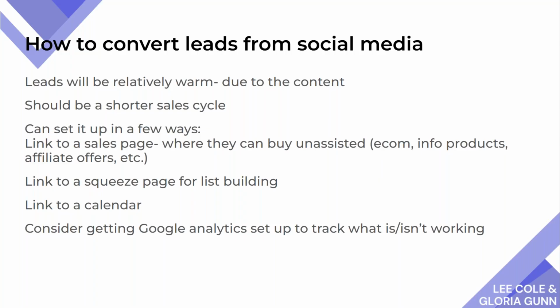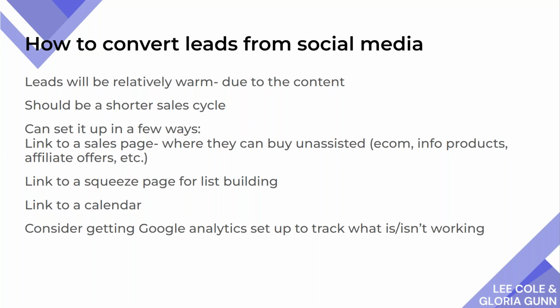Okay, and you can do a couple of things. They call it in your social media profile an in-bio link. That is where you can link to, say, a sales page or a product page. They can buy unassisted. So the content gets them all hot and bothered, they want to know more about you, they click on your link, and that link takes them to a page where they can buy something of yours. It can be an info product, an e-commerce type of product, an affiliate offer, or a digital download. It's something where it's unassisted. All right, that's one way that it can be set up.